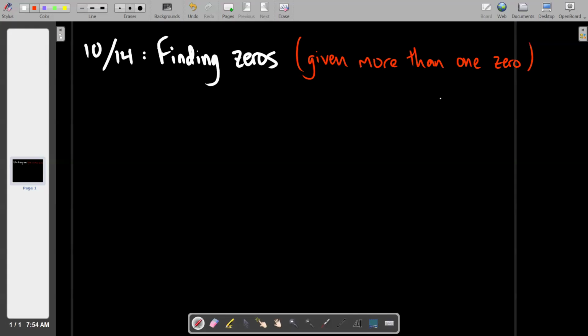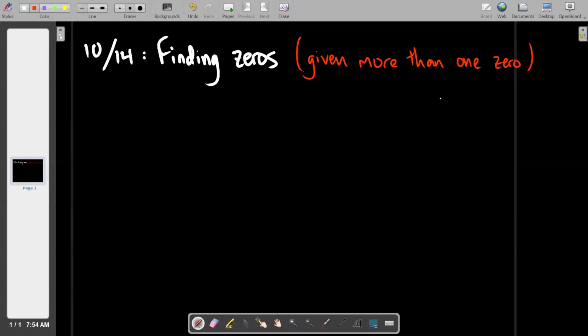Yeah. Good point. Okay, so we're gonna do more with finding zeros. This will be our last day of this, and then tomorrow we are officially gonna do the type where I don't give you any zeros. So that's where the rational root theorem starts. But for today, we need to see what it looks like when we get more than one freebie.